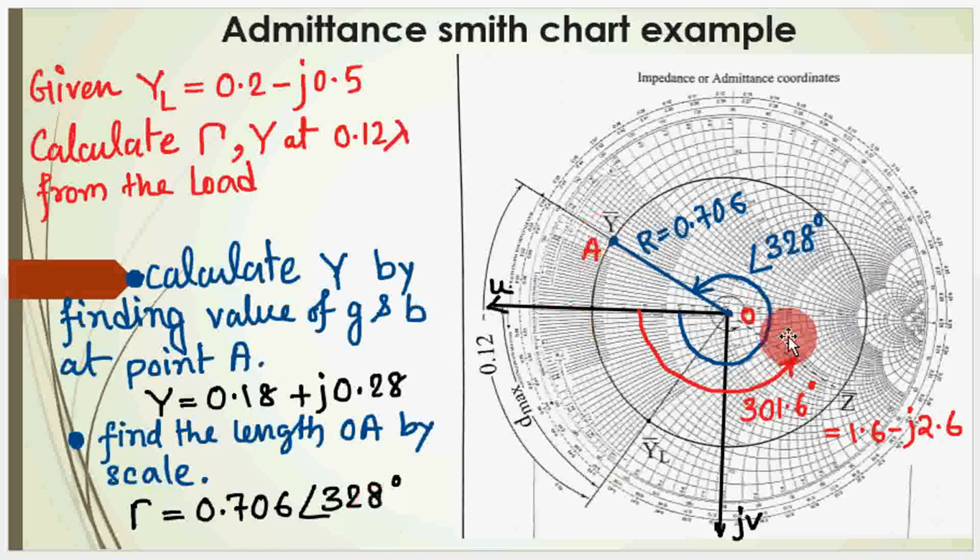Similarly, you can calculate the impedance by extending this line over this side. So this is Z bar, and Z bar is 1.6 minus J 2.6, and the angle is 301.6 degrees. So the angle has to be measured this way, this is the angle, and the rest of the calculation is the same as the impedance Smith chart, only you have to calculate the phase from this axis, right?